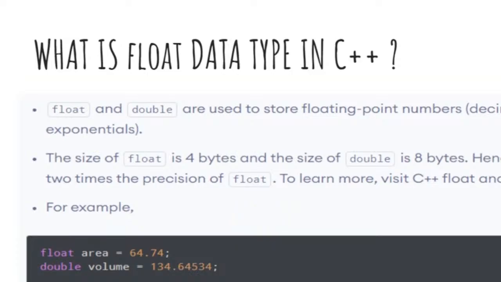We can also use these two data types for exponentials. I'll show you one more example of how to use them for exponentials. Here, as you can see, double distance is equal to 45e12. Now let me explain this line of code. Here we have a variable called distance. The name of the variable is distance.